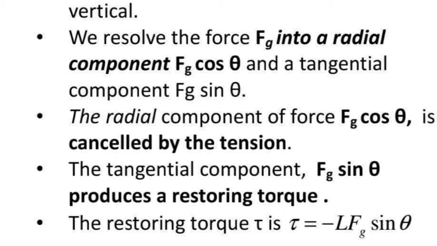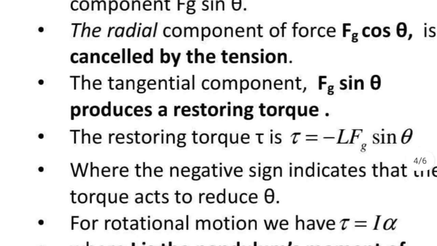Here one negative sign comes because it is a restoring torque. It is trying to bring back the bob to its original position. Because of that fact, we have the negative sign. So we have the restoring torque as minus L Fg sine theta.